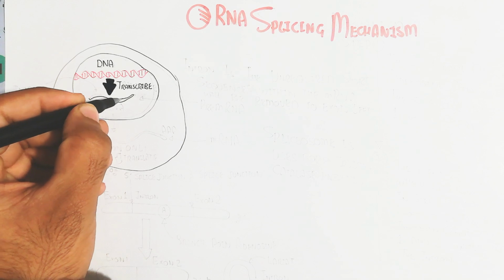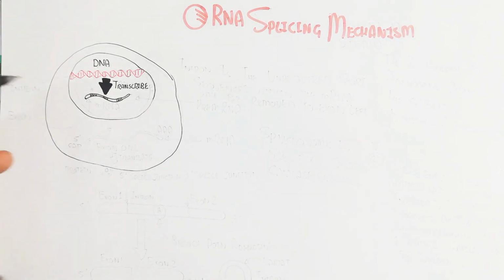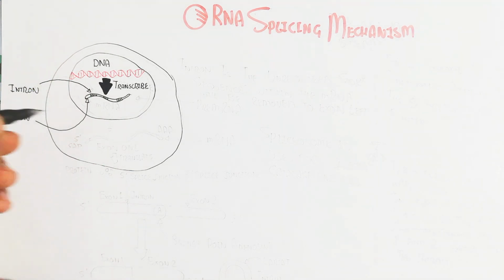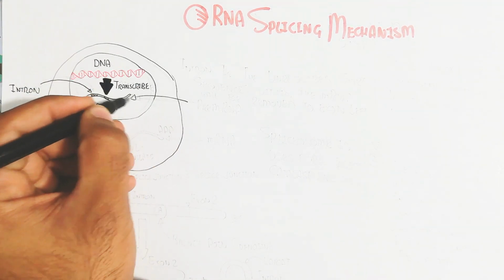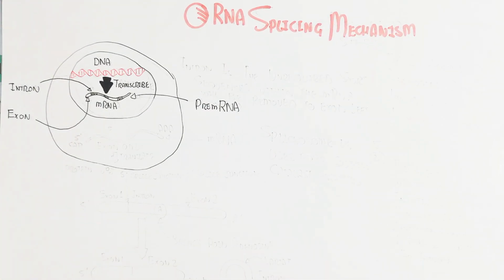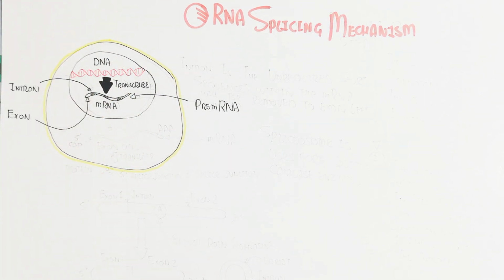This messenger RNA is the pre-messenger RNA, containing an alternation of introns and exons. Exon is the useful part. The intron is not useful and should be removed. How it is removed is known as the RNA splicing mechanism.